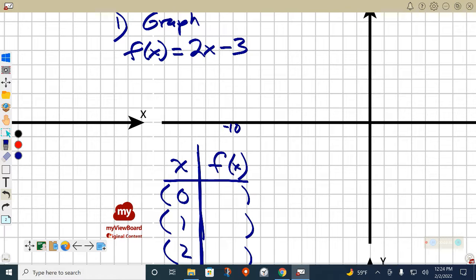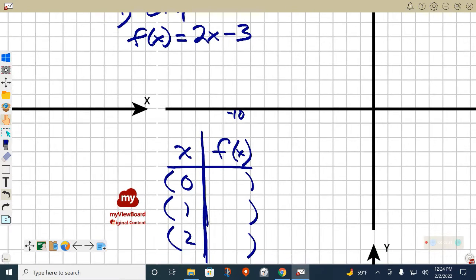You can pick any x values you want. For now, just copy the ones I picked. When you're graphing on your own, when you do the DMT today, you can pick any x values you want. And I'll show you why right now, too.